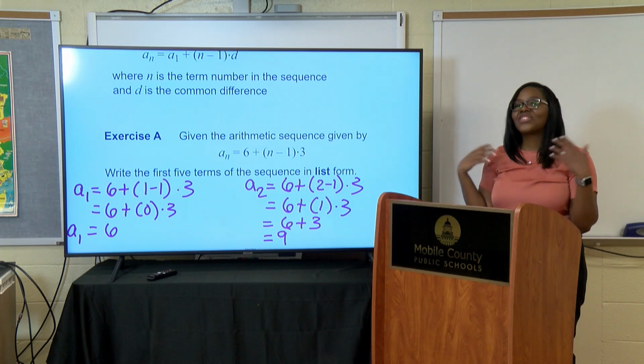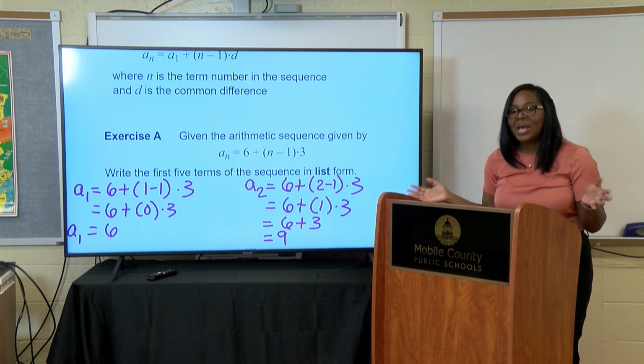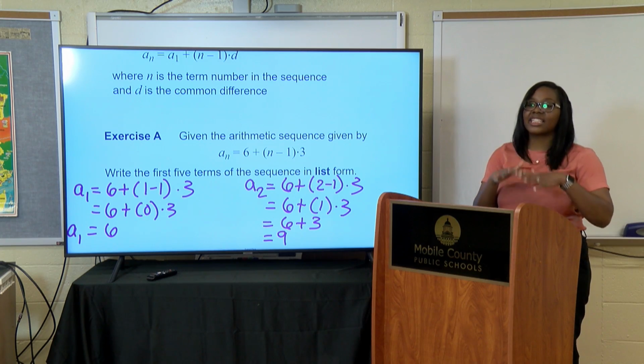And students, unfortunately, we're out of time, but hopefully you were able to get a good introduction of sequences, and you're able to locate patterns and create an equation for an arithmetic sequence.